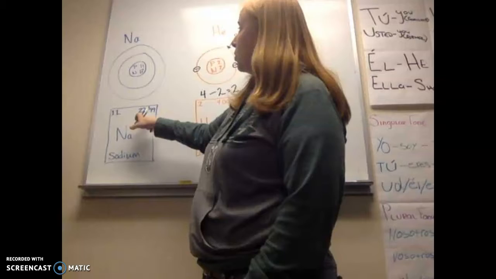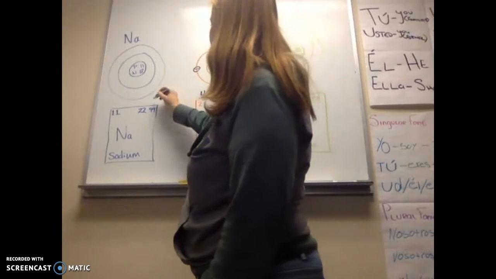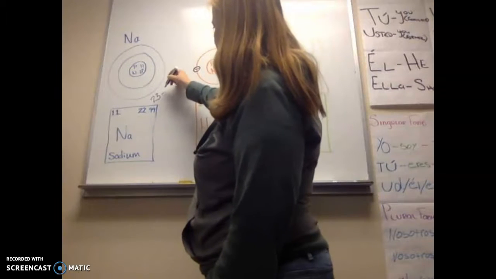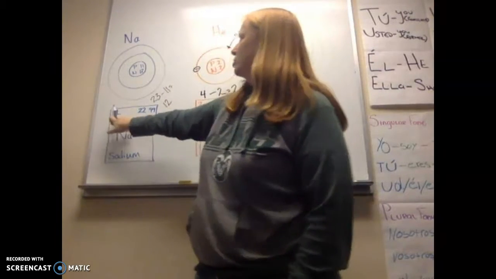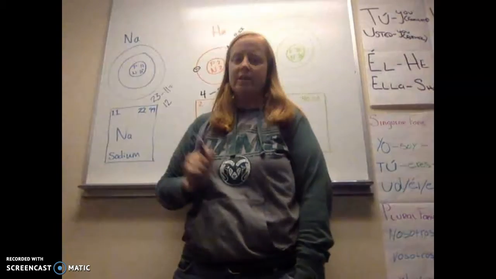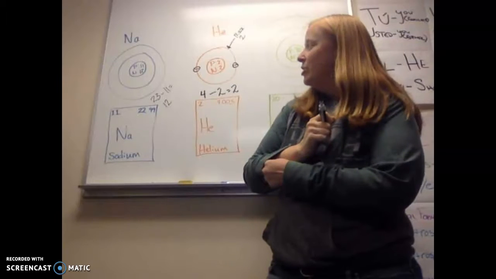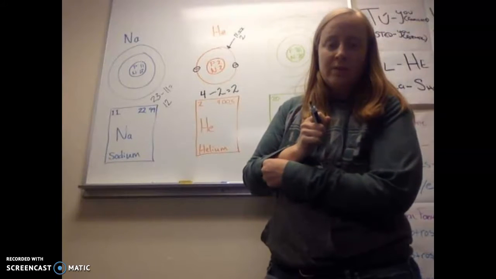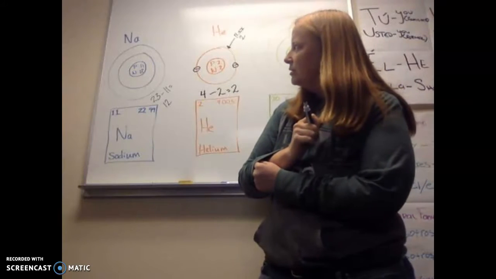It says we have 23 total atomic mass. So we take that 23 and we subtract 11 and we get 12. So we have 11 protons, 12 neutrons. We put that in the middle. But we know we have the same number of electrons as protons. So we know we have 11 electrons. We have to draw those in.